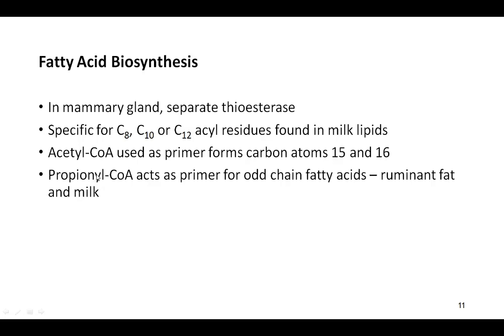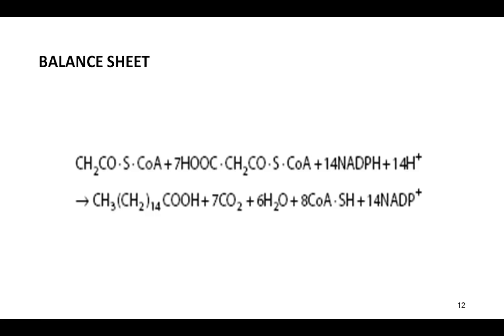Now, I told you for even chain you need only acetyl coenzyme A. But for odd chain fatty acid, because odd chain will not contain an even number, right, it will contain one extra carbon. So for that the primer required is propionyl coenzyme A. It contains 3 carbons, right? That is an odd number. So this propionyl coenzyme A acts as a primer for odd chain fatty acid synthesis, and odd chain fatty acids are mainly found in ruminant fat and milk. Ruminants are animals like cows, which contain ruminant fat.